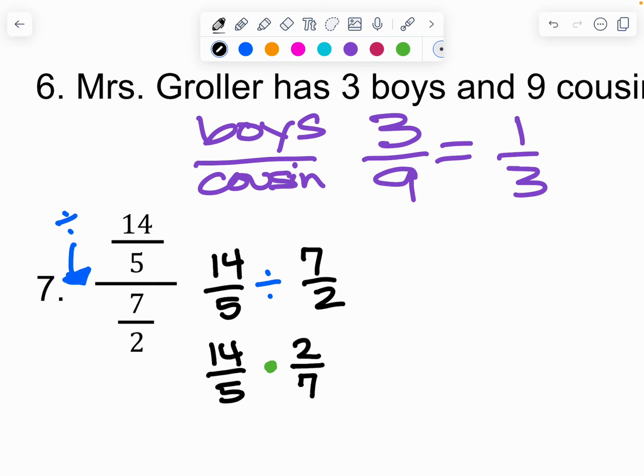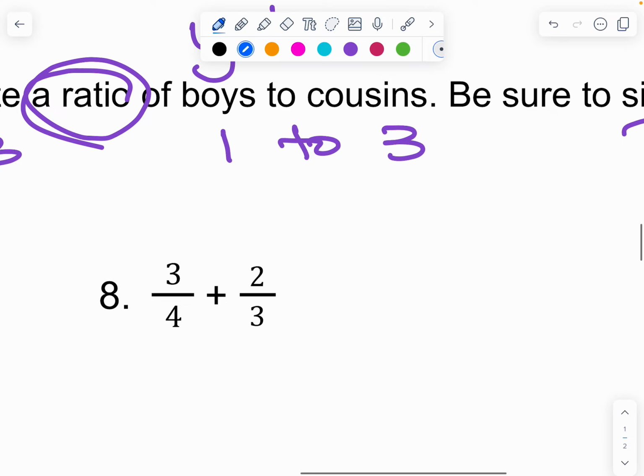I don't want to do that because I love to cross cancel. So I know 7 goes into 7 once, 7 goes into 14 twice. Then I'm going to multiply straight across and get 4/5. If you didn't cross cancel, that's okay. You can simplify and then get 4/5. All right, last problem, and you are done.